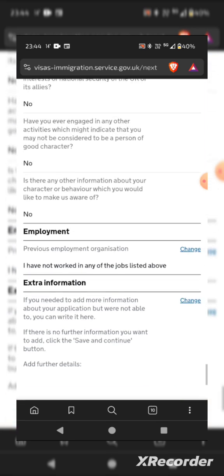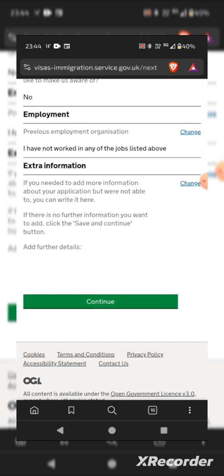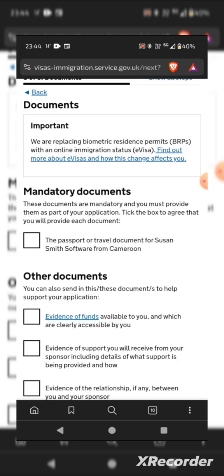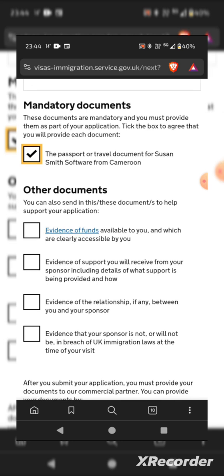If it is correct and you feel it's okay, you click on continue, and then they'll tell you the mandatory things you need to have. The mandatory thing first is your passport. If you have your passport, take it. Other documents need to have the evidence of funds available to you and which are clearly accessible to you.